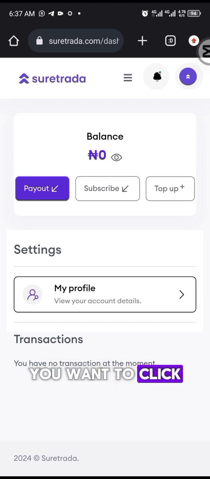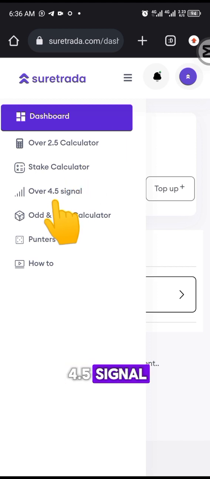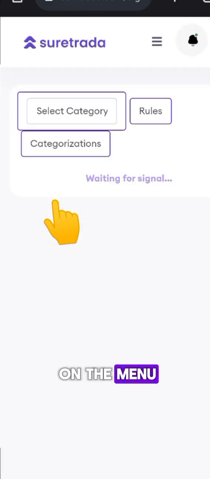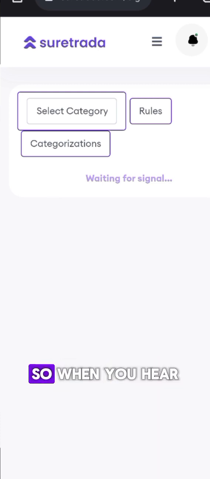From the dashboard, you want to click on the menu and you select the over 4.5 signal, which is just right over here. So immediately you click on the menu and you select the over 4.5 calculator, you get to this place, right? So when you're here, you simply have to wait for the signal.